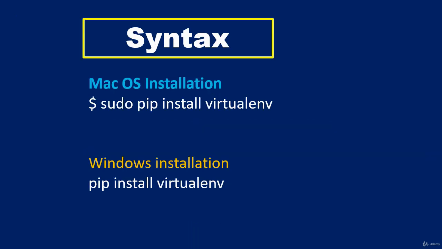Displayed on the screen is the command you need to install the virtual environment. If you are installing it on a Mac, make sure you have the sudo typed: sudo pip install virtualenv. If you're on a Windows-based computer, you just type in pip install virtualenv. So I'll be illustrating how to install it on a Windows-based computer.